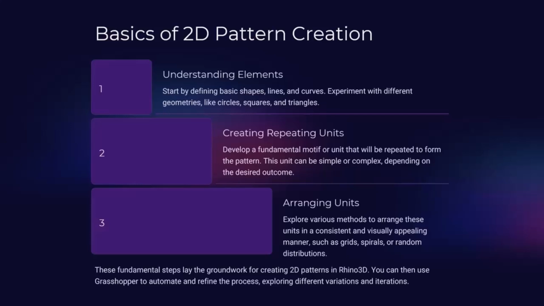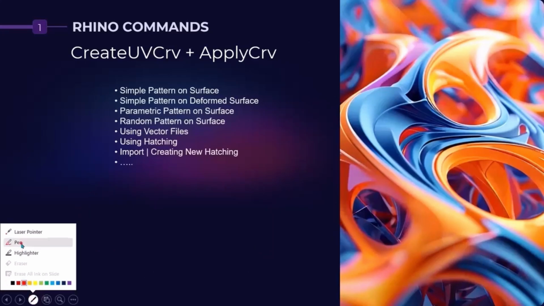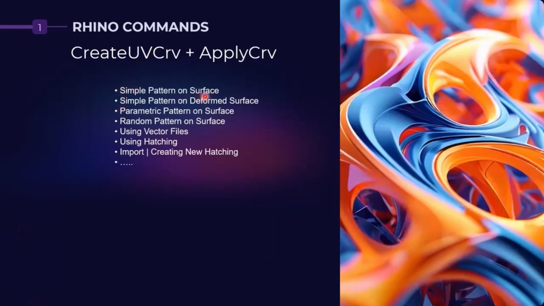Anyway, firstly, we model the 2D patterns on the UV curves. And after that, we use some tools like hatches or array or making copies, and afterwards applying curves. And we talked about creating simple patterns on surfaces and also simple patterns on deformed surfaces. What about the parametric patterns on the surfaces in Rhino? We just talked about it to some extent, about scale each and the modes of gradient, normal, and so on. And right now we want to talk about using vector files.